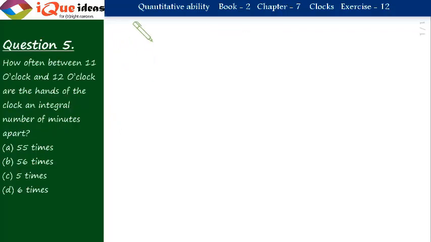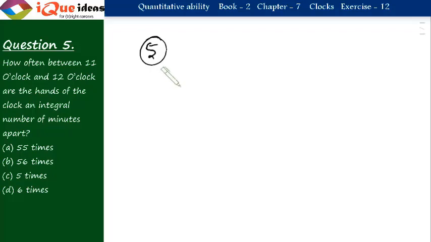Now let's take up the next question, question number 5. Let's read the question first. It says, how often between 11 o'clock and 12 o'clock are the hands of the clock an integral number of minutes apart? There are multiple ways to interpret this statement. Let's take them one by one. First, I'll tell you that the answer given in the answer key at the end of the book is not correct.